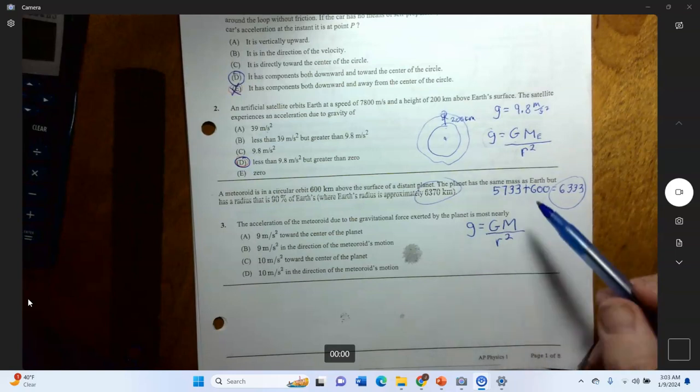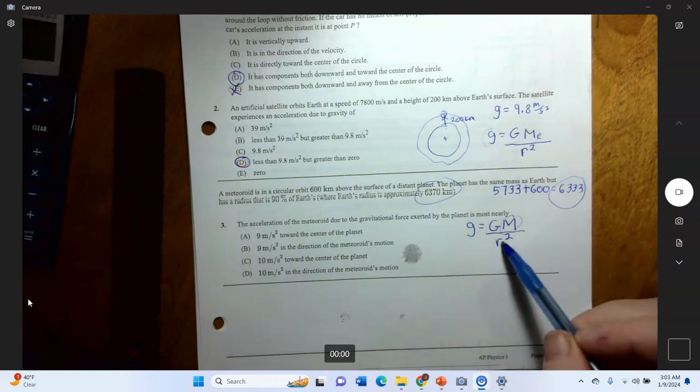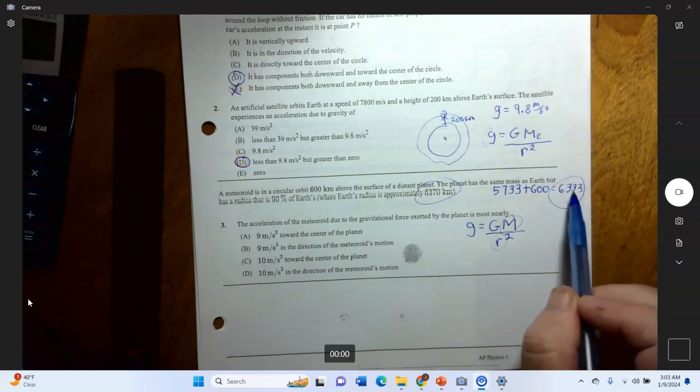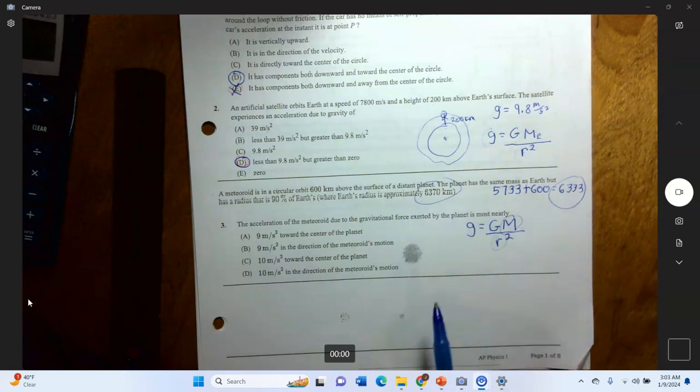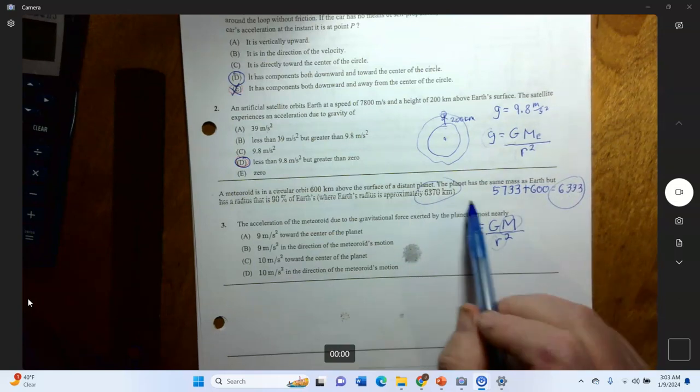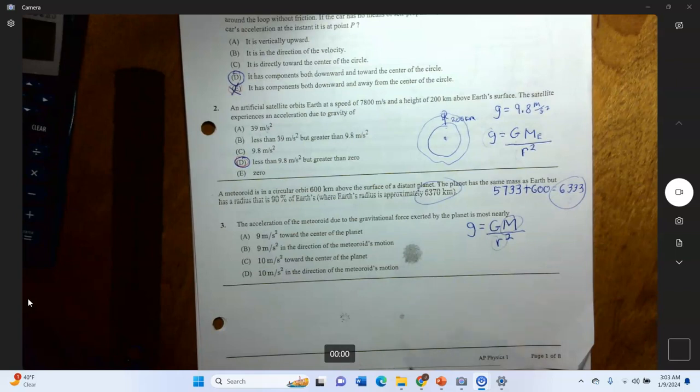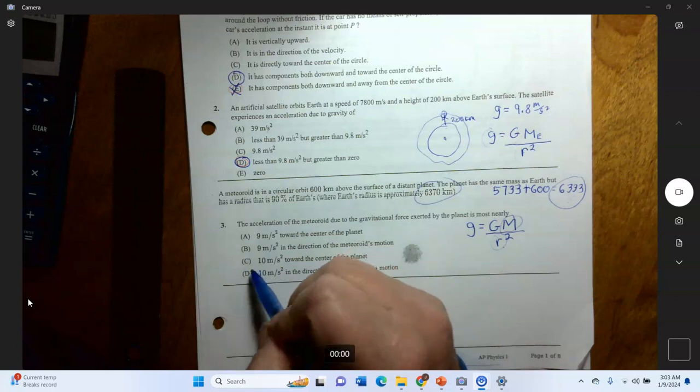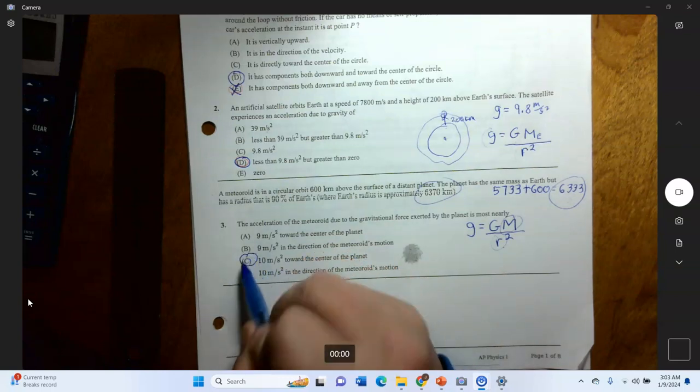Okay, so that means m is the same as the Earth. R is effectively the same. That's such a minor difference. I mean, you've got to go to 3 significant figures to see that difference right there. So we're going to say that both m and r are the same, and that means it's going to have the same gravitational acceleration. So that would be 10 meters per second squared toward the center of the planet. It would be that one right there.